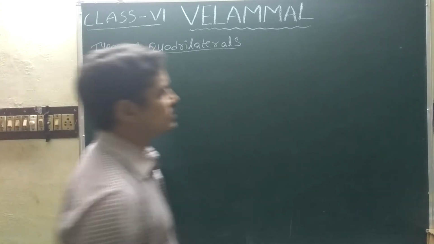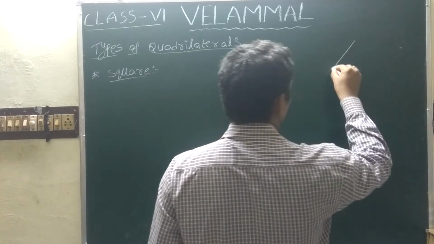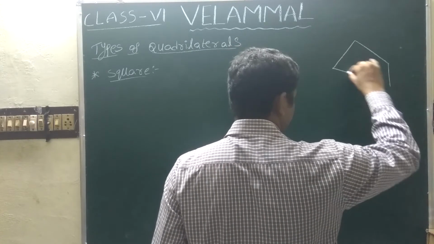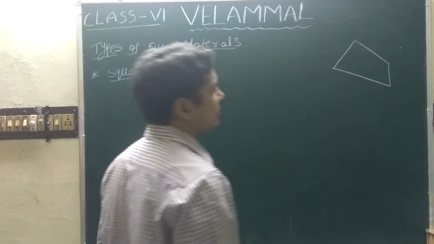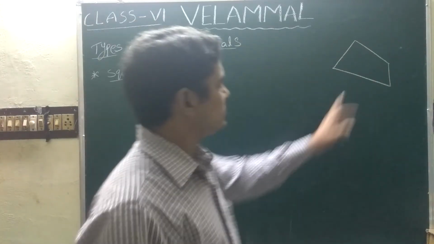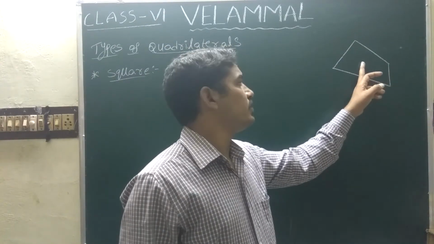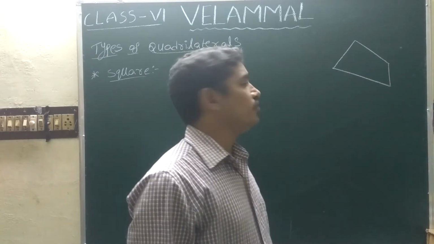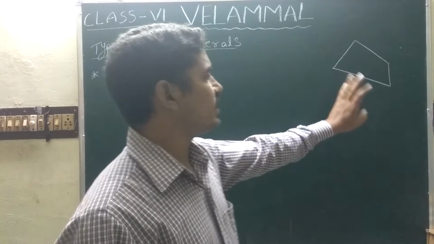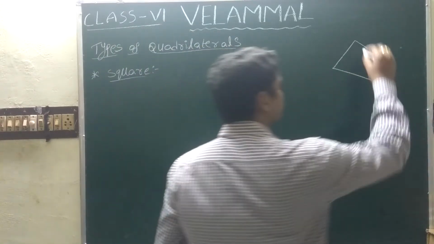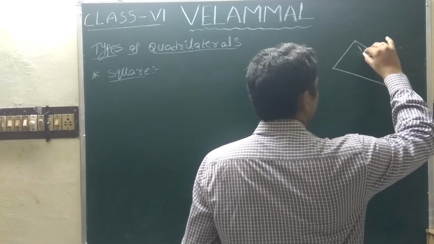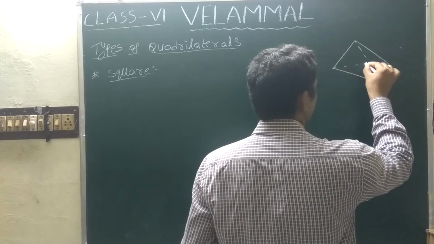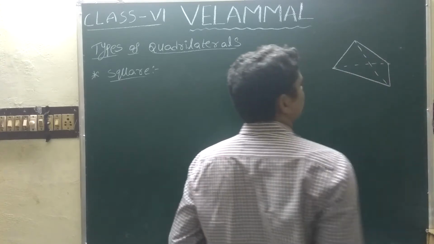Quadrilateral, what did we actually say a quadrilateral is? A quadrilateral which is made up of 4 line segments is called a quadrilateral. It is a general quadrilateral, we will say. It will not have any specific properties. 4 sides will be there, 4 angles will be there, 2 diagonals also will be there, but it doesn't have any specific properties.